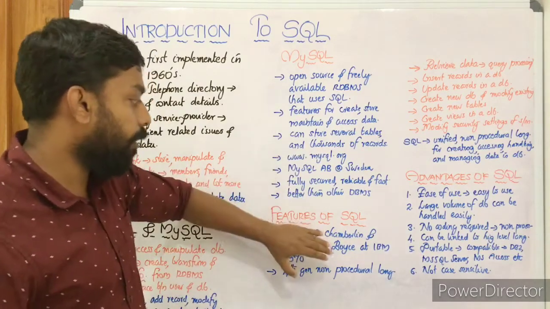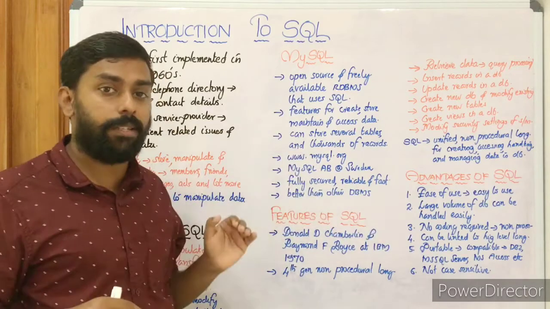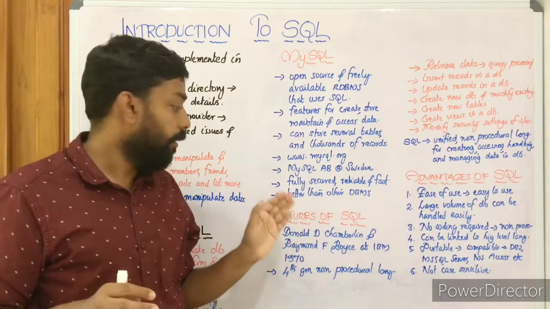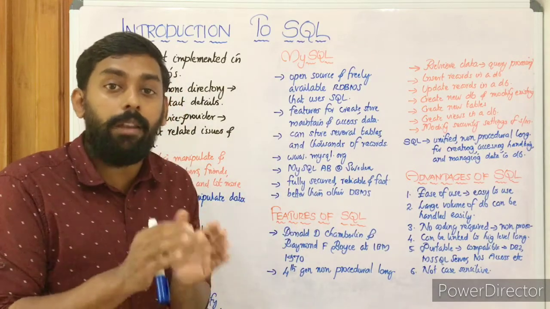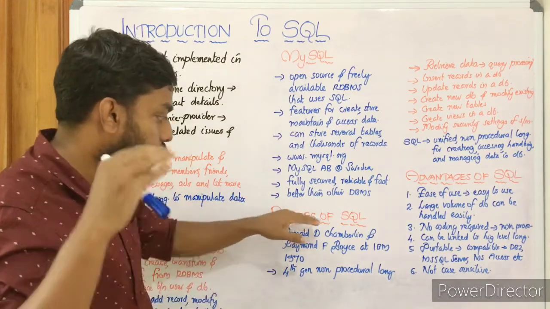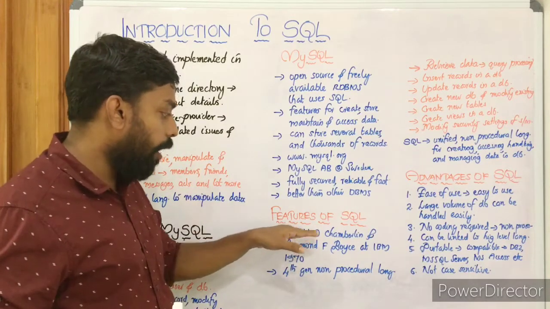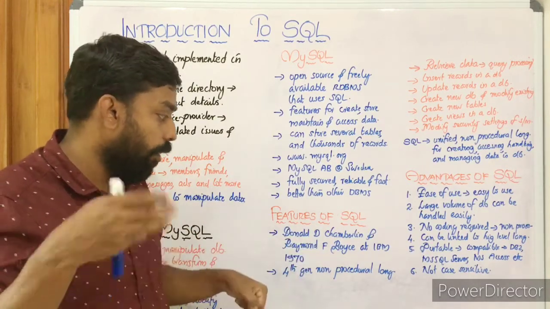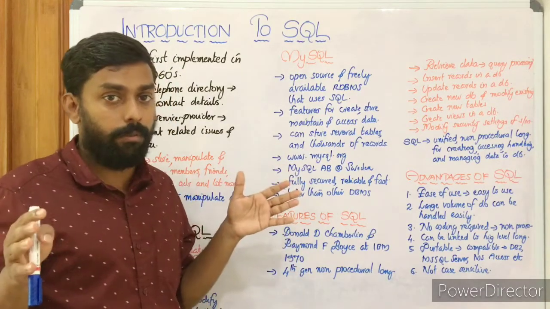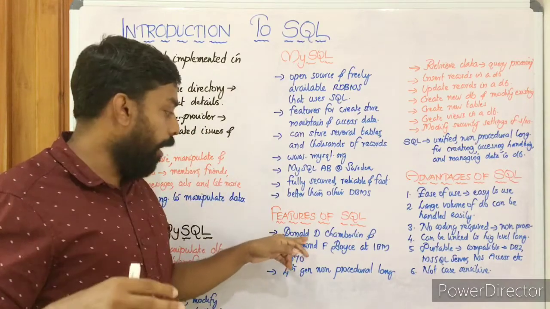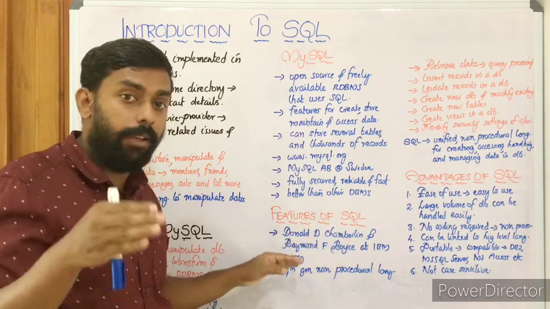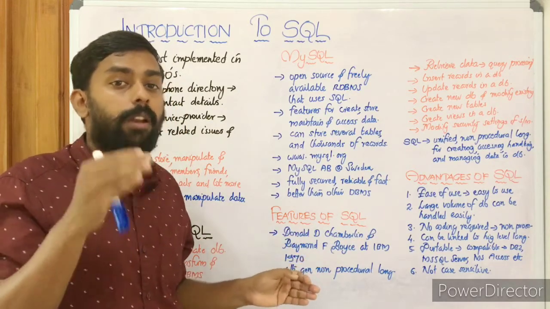Then let's look at the features of SQL, our third topic. These features and advantages make SQL one of the most commonly used programming languages for the backend. Let's look at the features first. It was developed by Donald D. Chamberlin and Raymond F. Boyce at IBM in 1970, and it's a fourth generation non-procedural programming language.